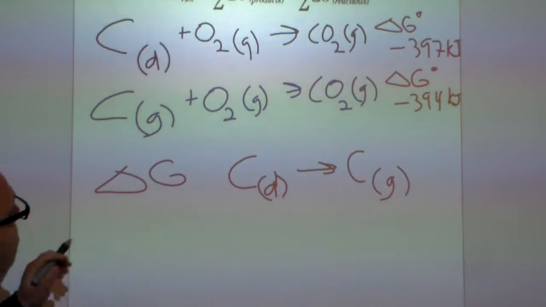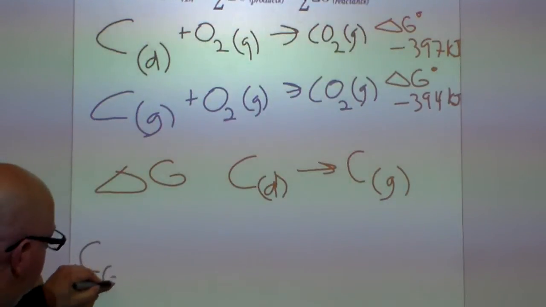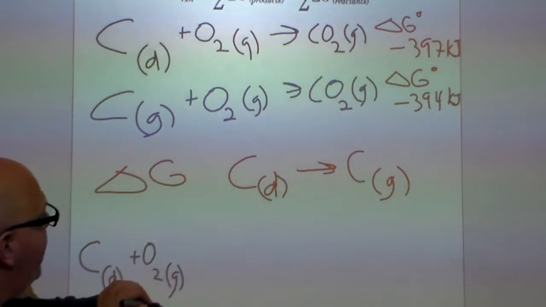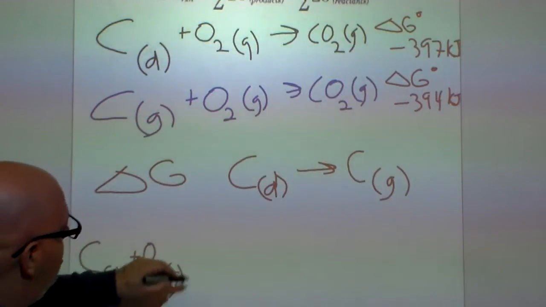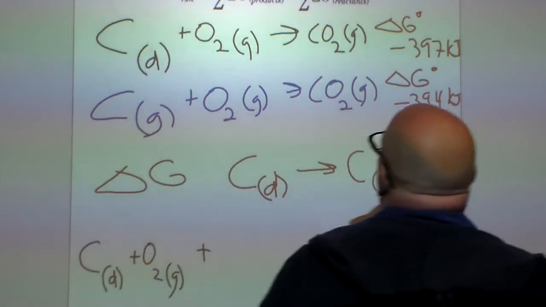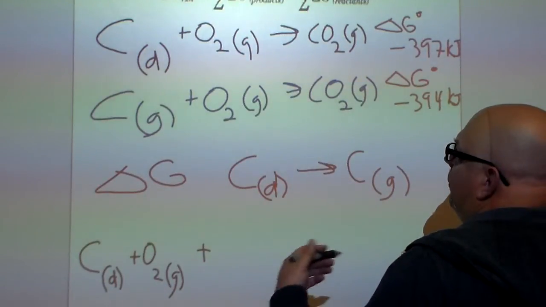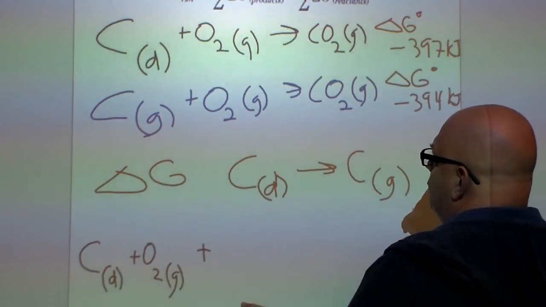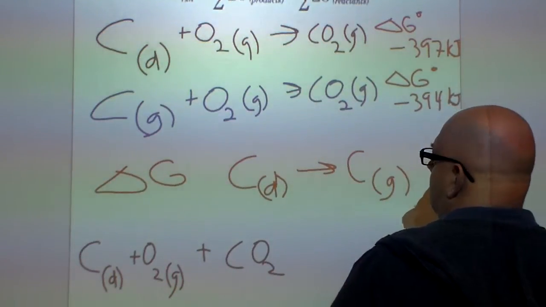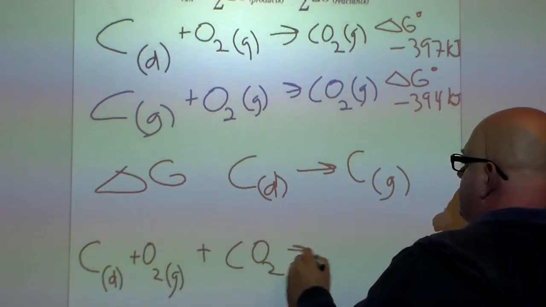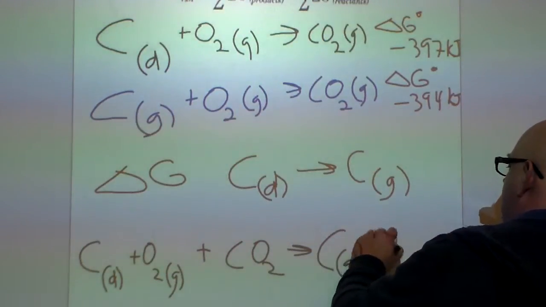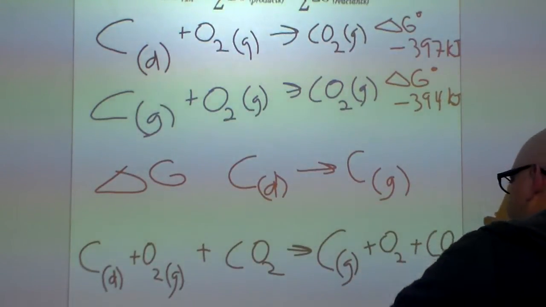Okay, so we're going to have here's our carbon in the diamond, plus O2 in the form of a gas, plus CO2 in the form of a gas. That is going to get us carbon in the form of graphite plus O2 plus CO2.